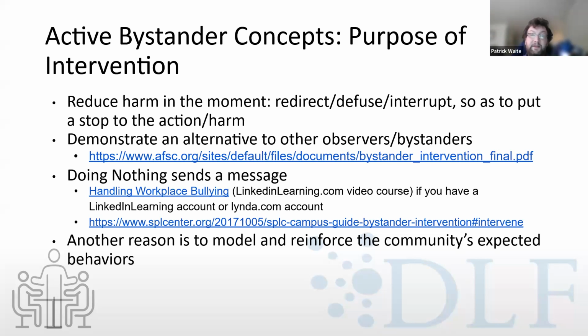Another reason is to model and reinforce the community's expected behaviors. If the most important thing is to stop someone from being harmed in the moment, remember that we are part of a community and should demonstrate to others what is possible and what is acceptable within our community. In other words, we are modeling behavior. Modeling proper behavior in the moment can both be positive and powerful and could have lasting effects on others outside of the initial moment.